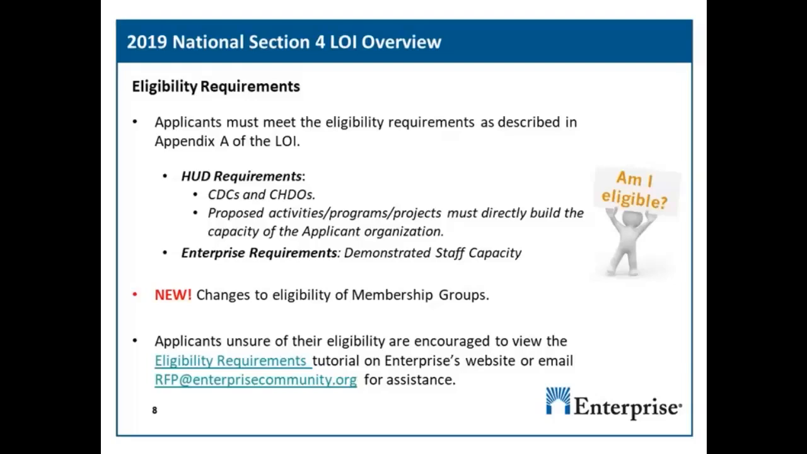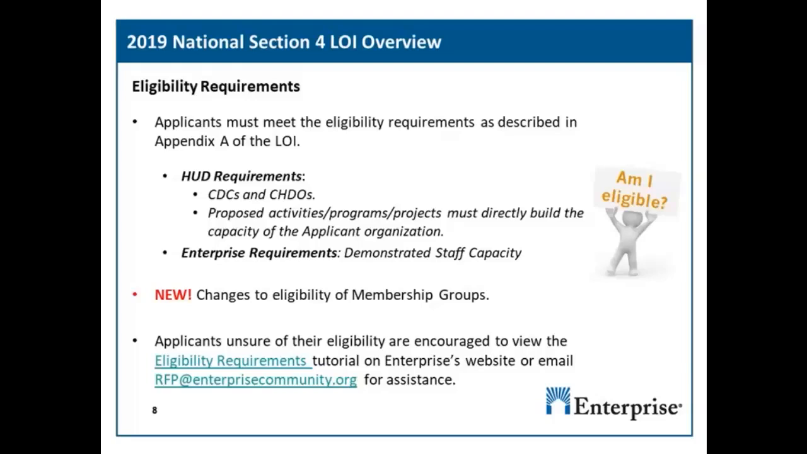The second requirement, which is set by Enterprise, is that applicants must have demonstrated staff capacity to successfully manage a federal grant award and perform the proposed grant activities. And demonstrated staff capacity means that your organization has staff, either full-time, part-time, or contracted, that are handling the day-to-day organizational duties, and that they have relevant experience to oversee and implement projects and programs. So we would consider organizations that rely solely on volunteers or donated staff, board members or consultants as not having that demonstrated staff capacity.